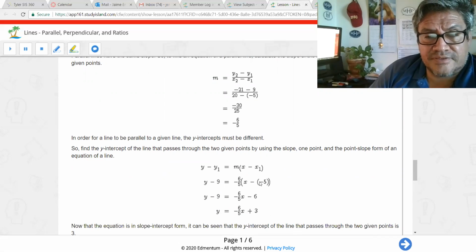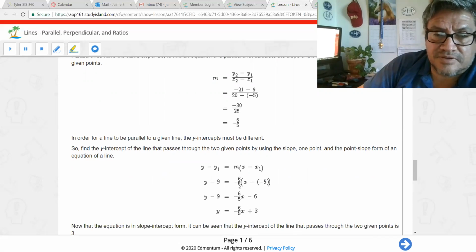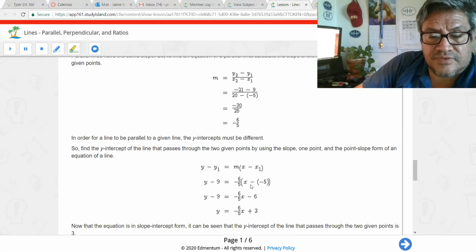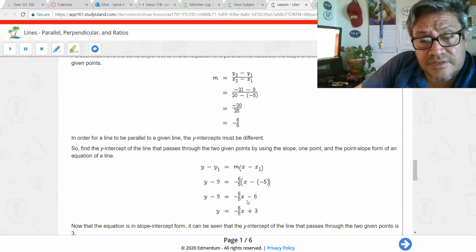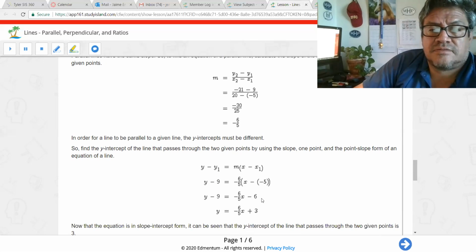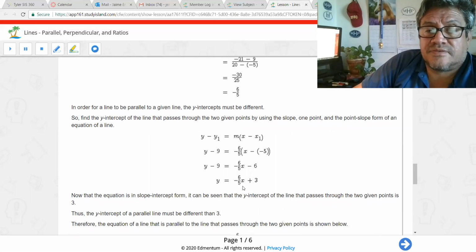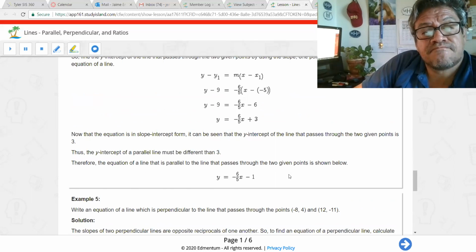And that turns into a positive, I believe, yes. It turns into positive, but then it goes back to negative because of this. So negative 6/5 times 5 makes it a negative 6 right here. So y minus 9 equals negative 6/5 x minus 6. Then you consolidate: y equals negative 6/5 x plus 3. And there's your equation that they're asking for.